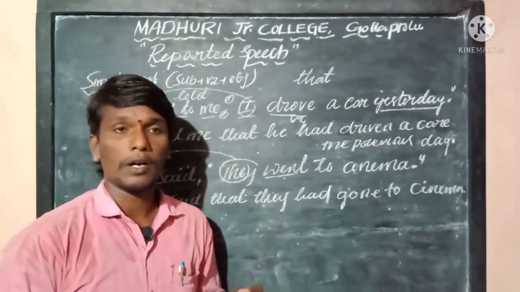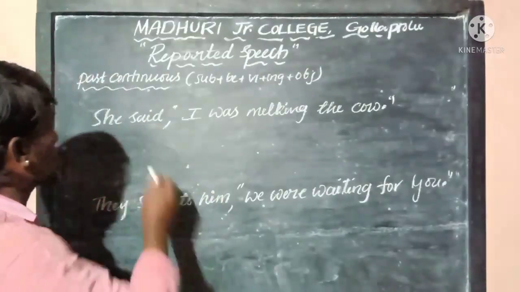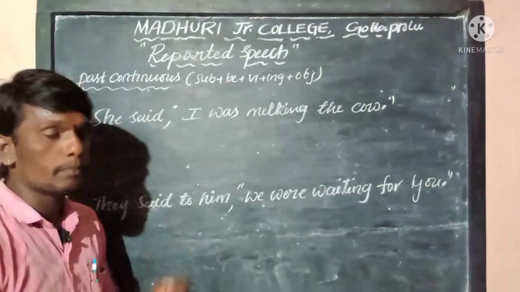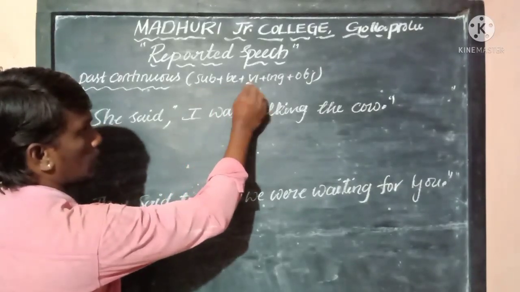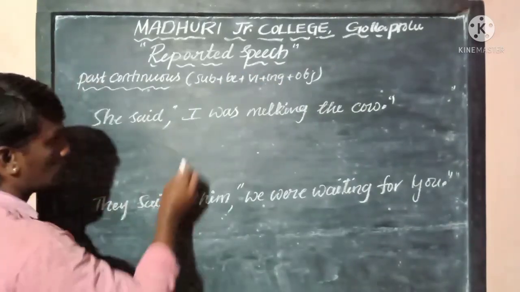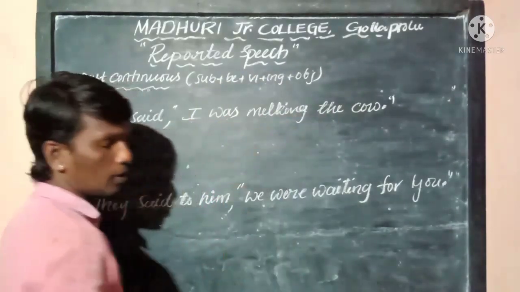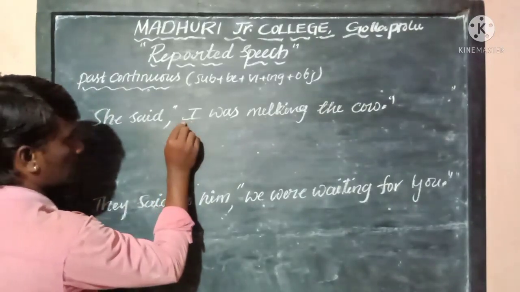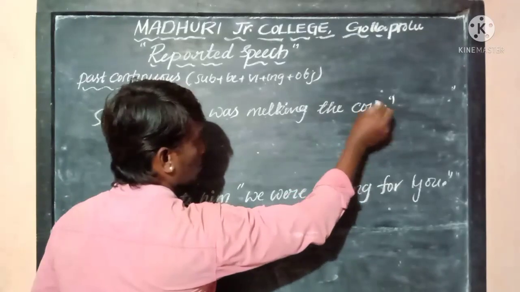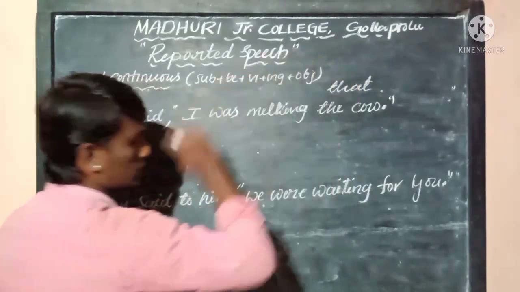Now let us change past continuous tense, another tense after simple past tense. The structure is subject plus be form plus V1 plus ing plus object. Now it is in past continuous tense. Again see here, the sentence starts with a subject and ends with a full stop, so it is a declarative sentence and we should use the conjunction that.